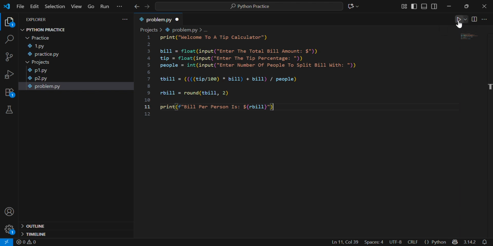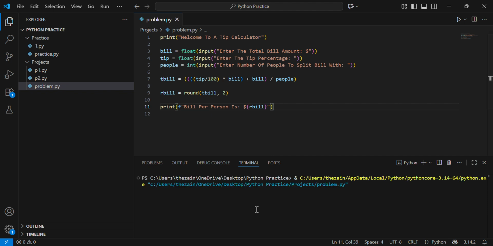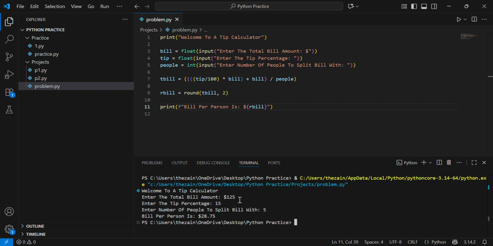And when we hit run, it is asking enter the total bill amount, let's say 125, enter the tip percentage, let's say 15, enter number of people to split bill with, let's say 5, and it is giving an answer of 28.75, which will be bill per person. That's all.